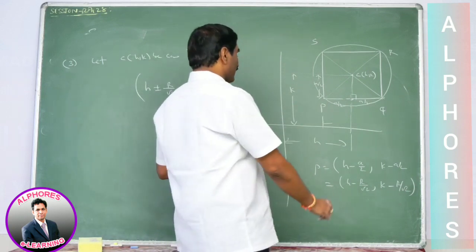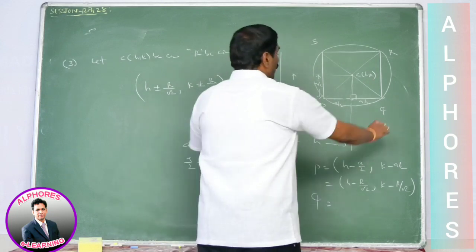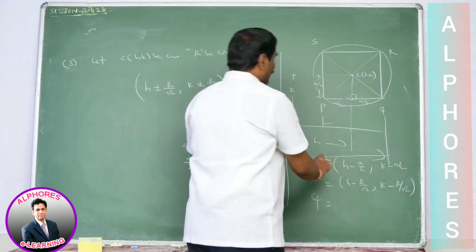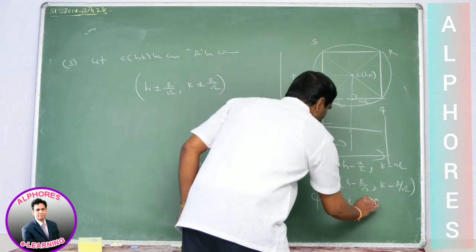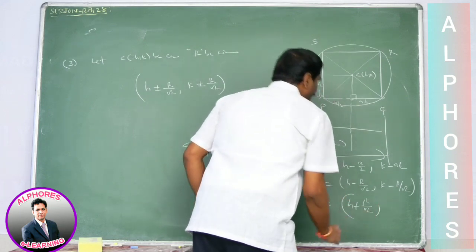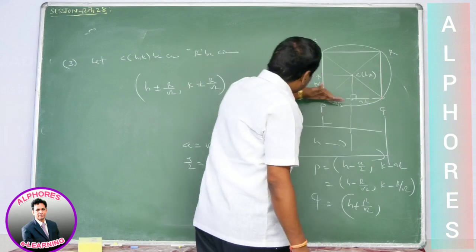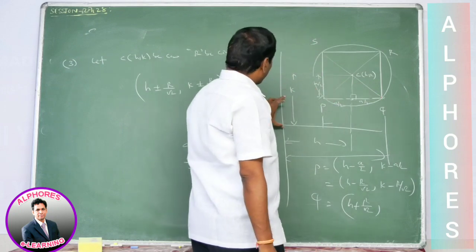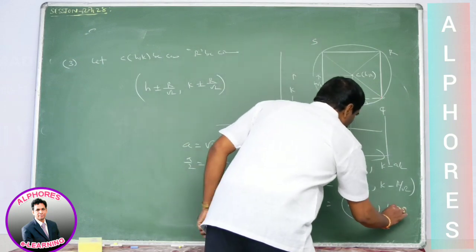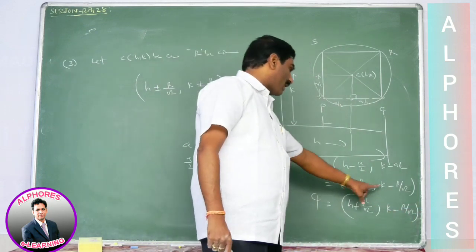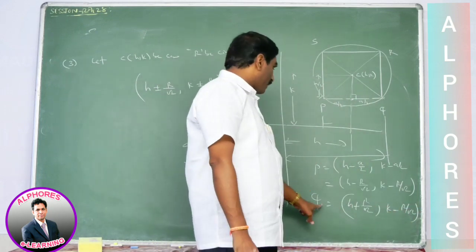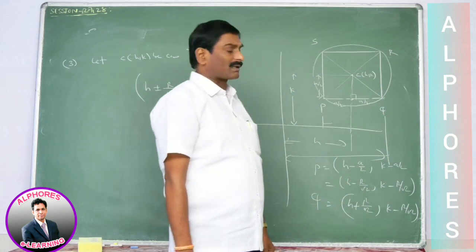Similarly, the point Q, what is the value of Q? X coordinate is H plus this A by 2. H plus A by 2 is nothing but H plus R by root 2. The y coordinate is the same as the point P, K minus A by 2, that means K minus R by root 2. The point P is (H minus R by root 2, K minus R by root 2). The point Q is (H plus R by root 2, K minus R by root 2).